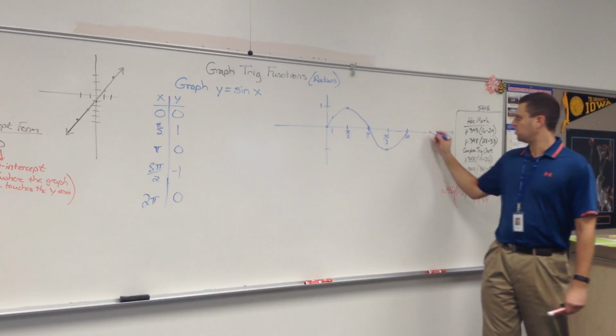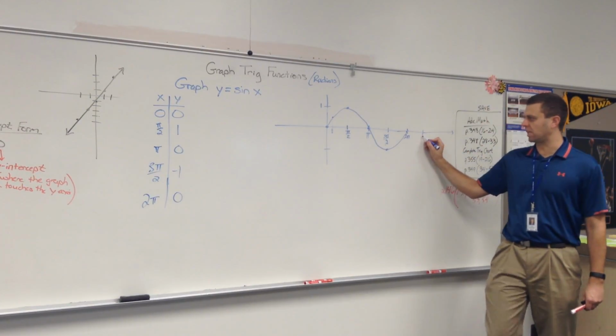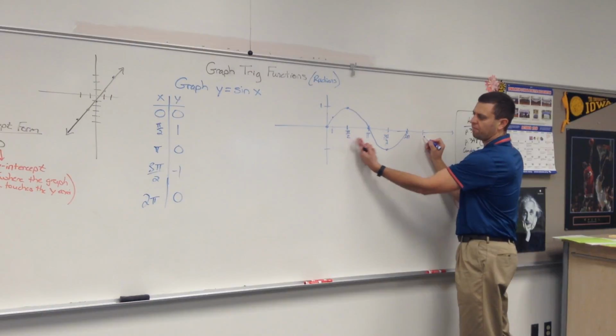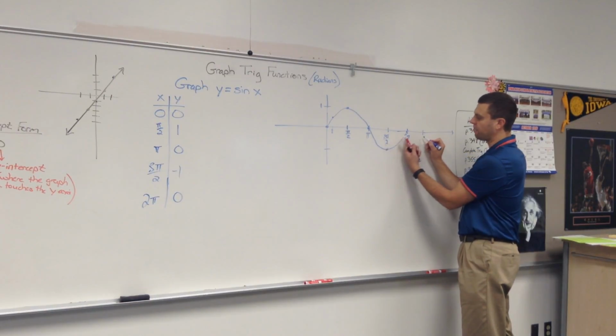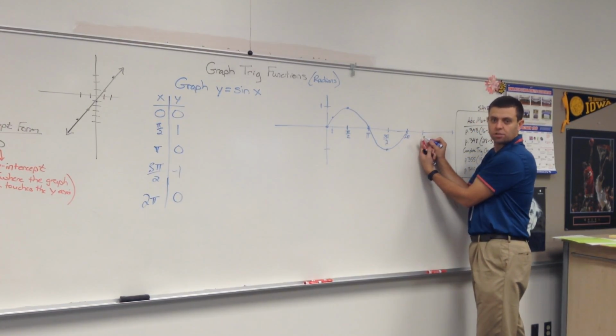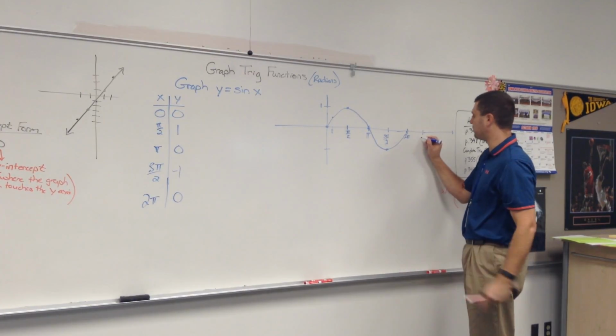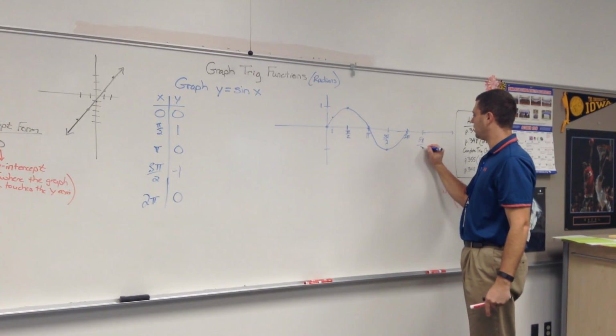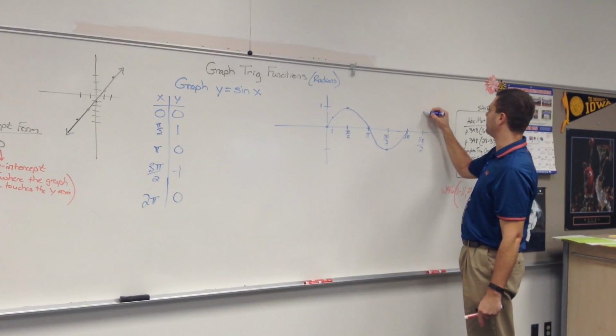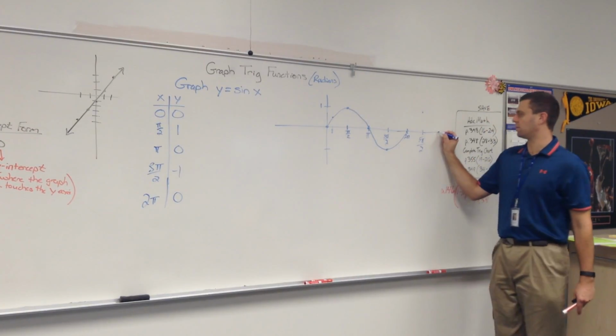So if I wanted to, I could label this next one. This is like half pi, 1 pi, 1.5 pi, 2 pi, 2.5, which would be what? 2.5 as an improper fraction, guys? 5 halves, right? 5 pi over 2. So at 5 pi over 2, you'd be back up to 1. What's the next one?